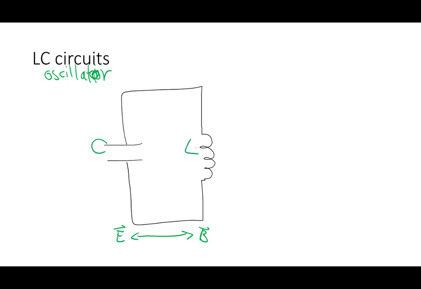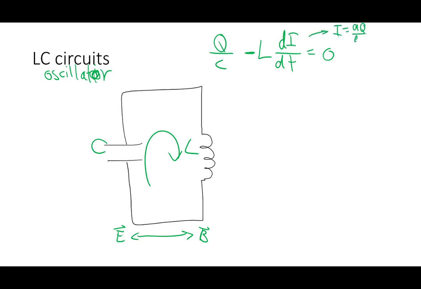So C, this L. So if you do the loop equation, you can think of the capacitor as supplying some kind of voltage, Q over C, minus L di dt is equal to 0. That's the loop. But your I is equal to dq dt, so di dt is in fact the second derivative of Q. And now we have a linear second order differential equation.